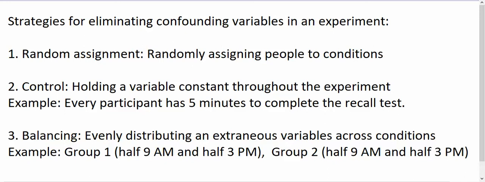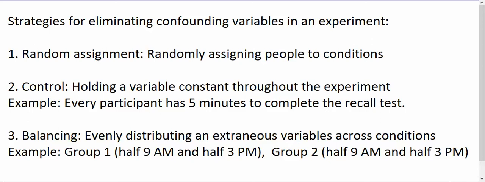And second, we have control. Control is holding an extraneous variable constant throughout the experiment. It's basically ensuring that an extraneous variable never changes, and it's the same for all participants. So if an experimenter ensures that all participants are 18 years old, then that's controlling age. Or if the experimenter gives each participant 5 minutes to complete the recall test, that's controlling recall time. It's ensuring that it never changes.